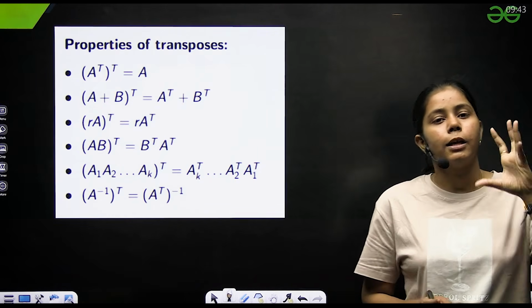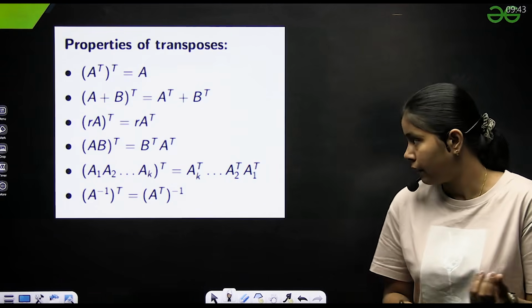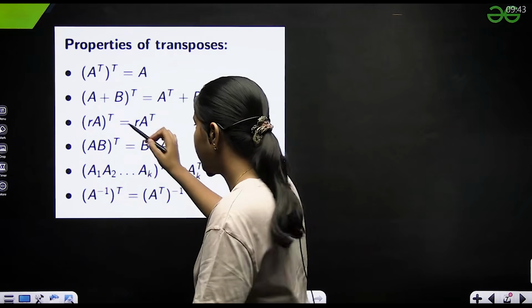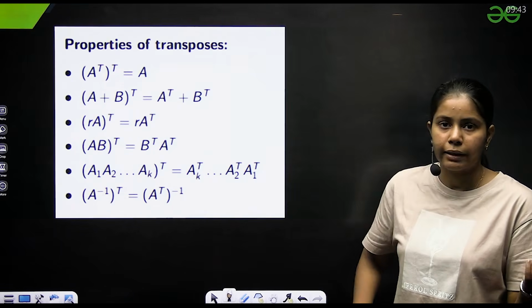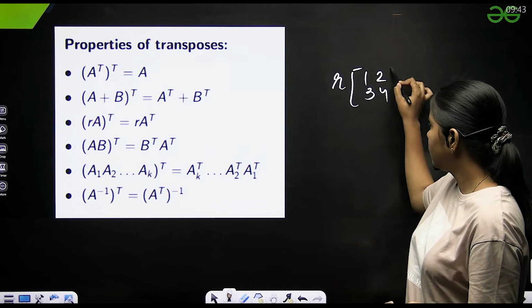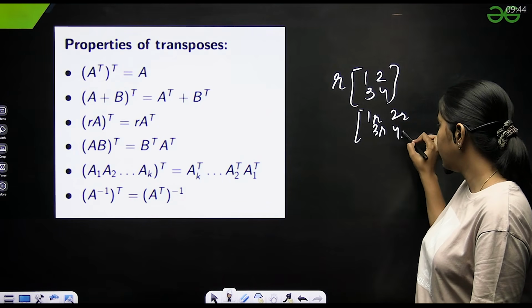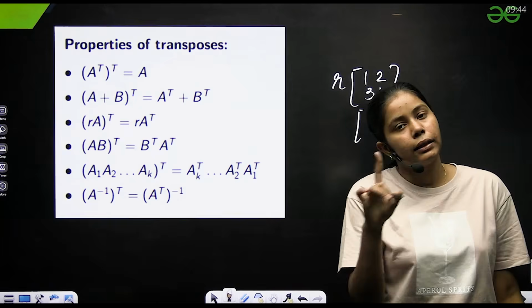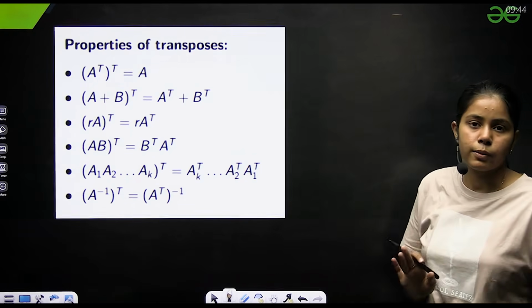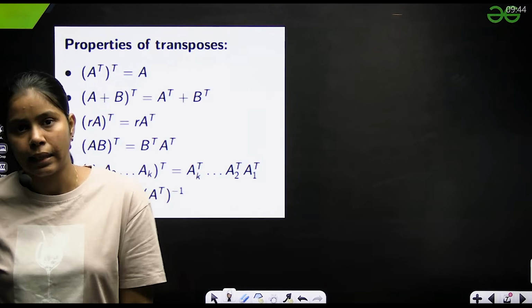So you can take the transpose of A individually and the transpose of B individually, and then you can add, and you would get the same result. Another thing is R into A transpose. If you have a scalar multiple of a matrix, how do you multiply a scalar with a matrix? Let's suppose you have this. You can write 1R, 2R, 3R, 4R. That means you have to multiply R into the whole matrix, right? So R into A transpose would be R A transpose. So this transpose does not impact any scalar.